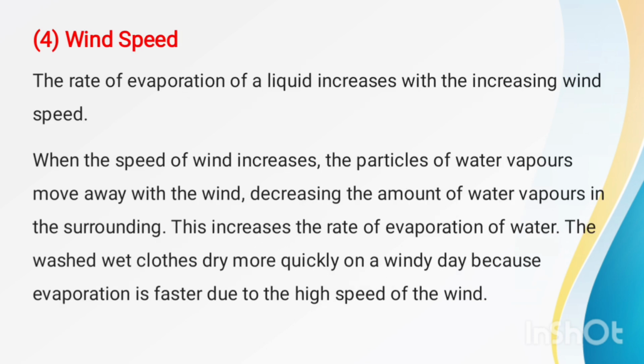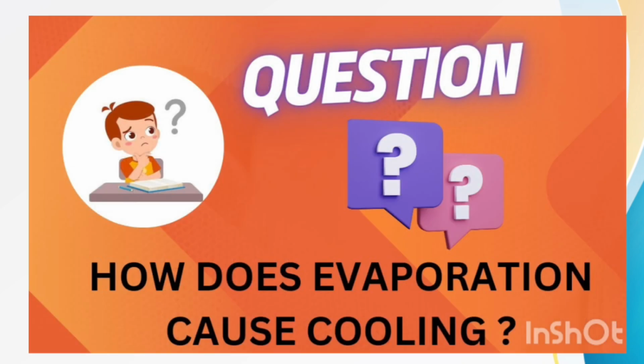Next factor is wind speed. The rate of evaporation of a liquid increases with increasing wind speed. When the speed of the wind increases, the particles of water vapor move away with the wind, decreasing the amount of water vapor in the surrounding. This increases the rate of evaporation of water. The washed wet clothes dry more quickly on a windy day because evaporation is faster due to high speed of the wind.